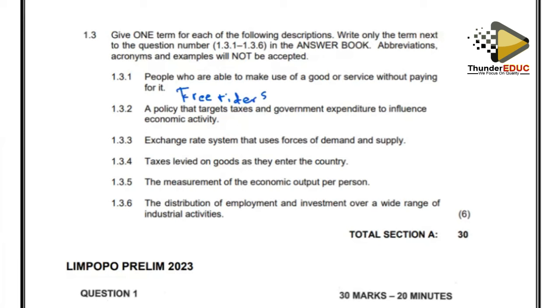Okay, right. So now 1.3.2 reads as follows. A policy that targets taxes and government expenditure to influence economic activity. Because of the word tax and the words government expenditure, this calls for what you call fiscal policy. Fiscal policy is a governmental policy, meaning the government is the one in charge of this policy. And this policy has two instruments: taxation as well as government spending.